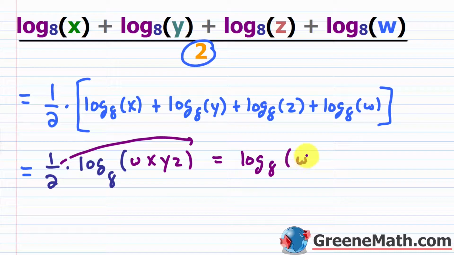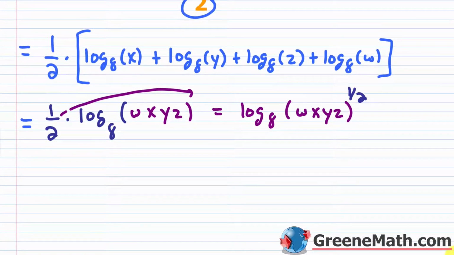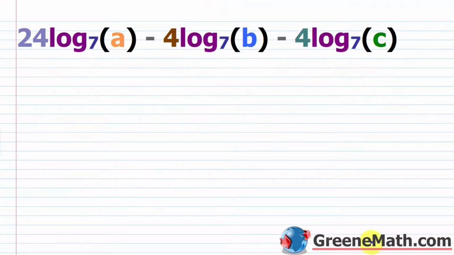Now, this guy can come back up here, so we'll say this equals log base 8 of w, x, y, z, and this whole thing, so each one of these guys is going to be raised to the 1/2 power, but instead of doing that, I'm just going to write it with the square root. So I'm just going to say we have log base 8 of the square root of w, x, y, z. All right, let's take a look at one more.